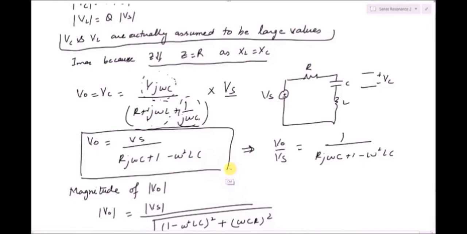So in this term, what is the real value? In the denominator it is 1 minus omega square LC, and the imaginary part is R omega C. So what I have done, I have just taken the magnitude of the source voltage in the numerator, and for the denominator the real part square plus the imaginary part square under root.